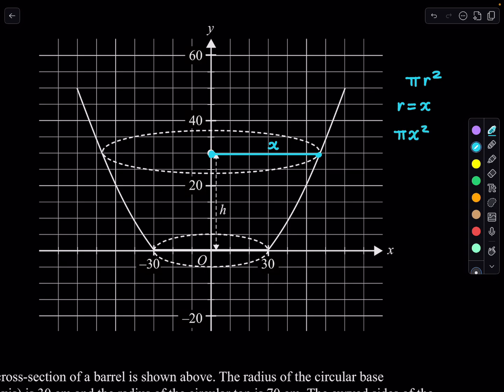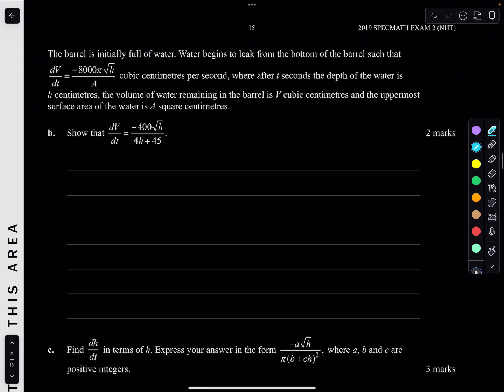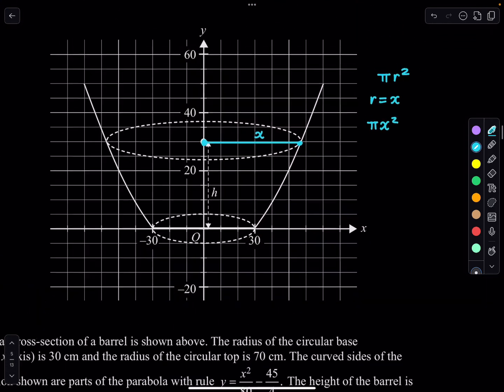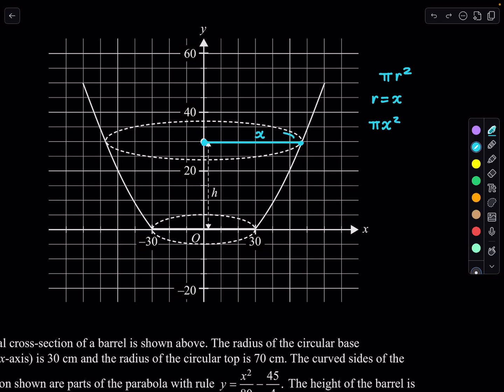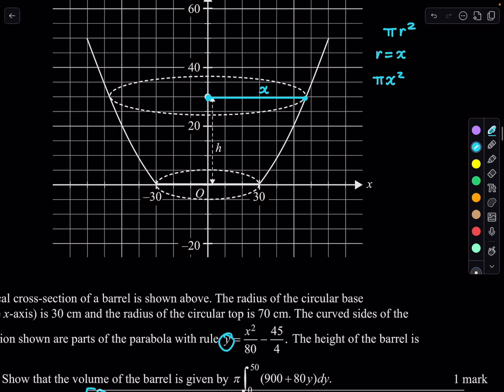Now, the question doesn't want it in terms of x. It wants it in terms of h. h is just the height of the water. For example, if the water is filled up to this, this is your h. So basically, the y value is your height. The y value is your height, so I can put h, and the x value, which is this over here, is, of course, your radius.